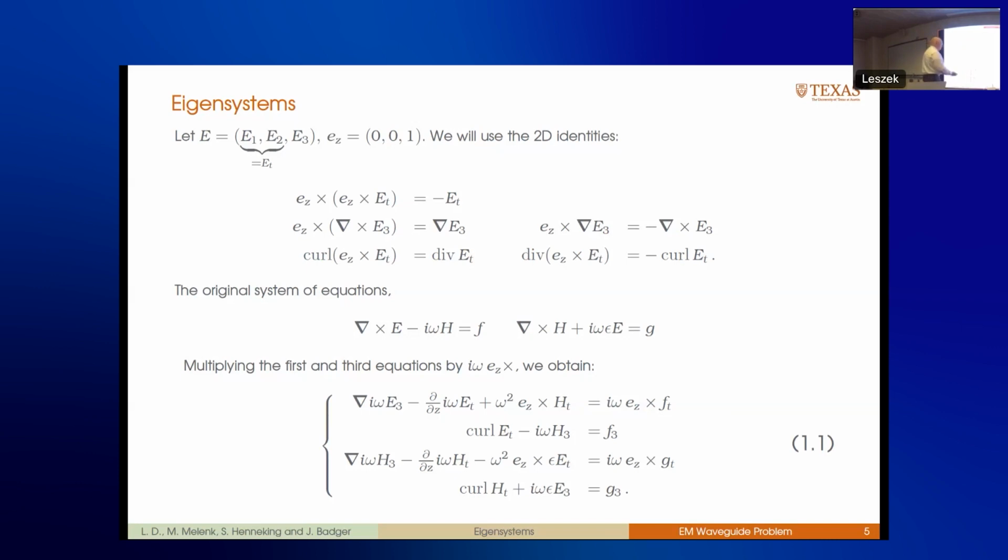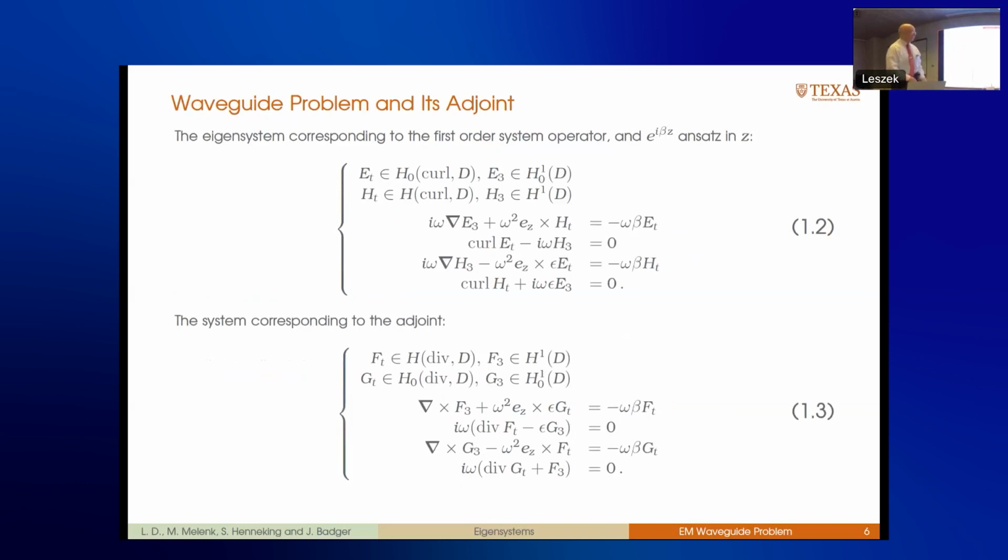And now that you assume the ansatz, the exponential ansatz in z, you get your very first eigenvalue problem. Here it is, the system of four equations. The derivatives in z gave rise to the mass terms on the right-hand side, and you are solving an eigenvalue problem for these four unknowns. The boundary conditions reflect the boundary conditions for the waveguide on the lateral boundary.